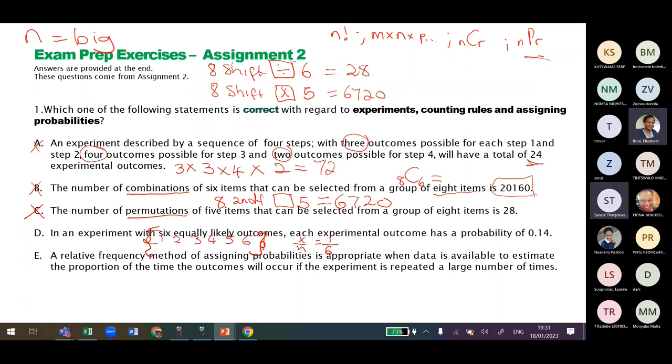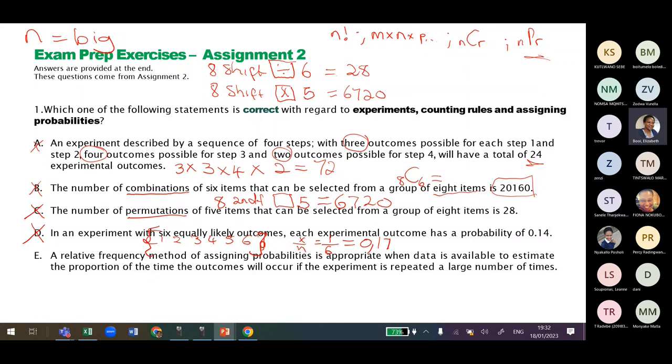So what will be the outcome of this likely experiment? 1 over 6, which is equals to? So which means that is also incorrect.